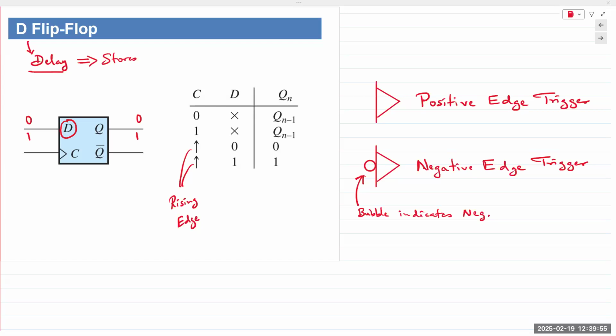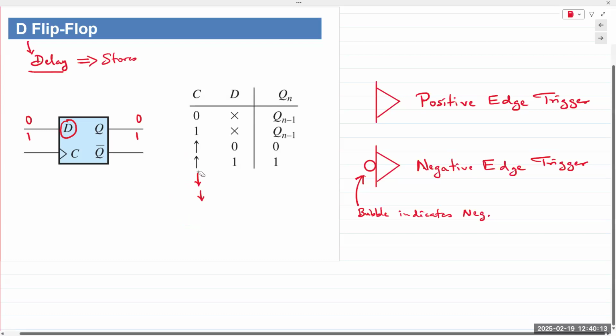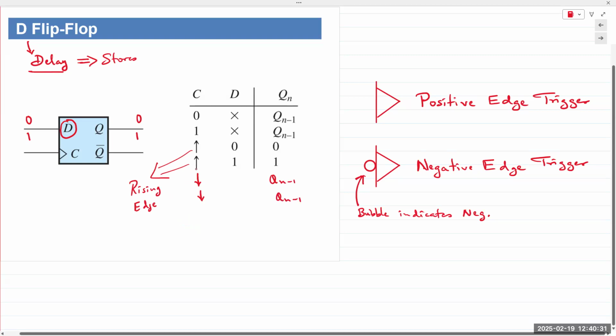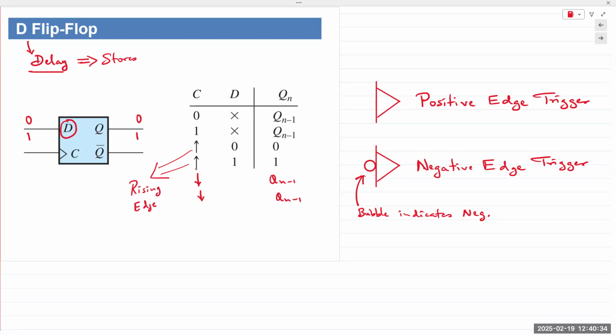Okay. All right. Qn minus 1. What happens when it's negative edge trigger? What does it do? Does it do anything? Doesn't do anything. So it doesn't matter. Output will remain Qn minus 1, the previous state. So it stores the data in memory. Okay, it stores the data in memory.